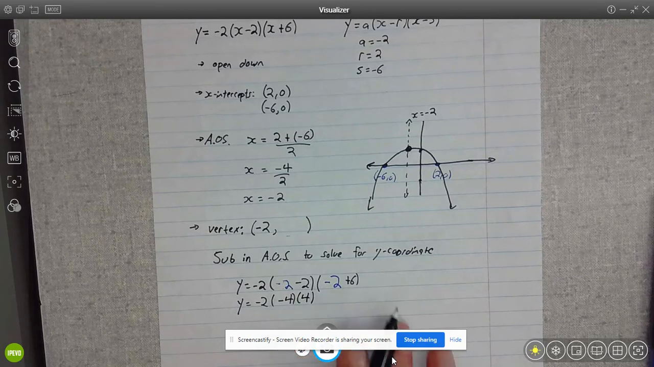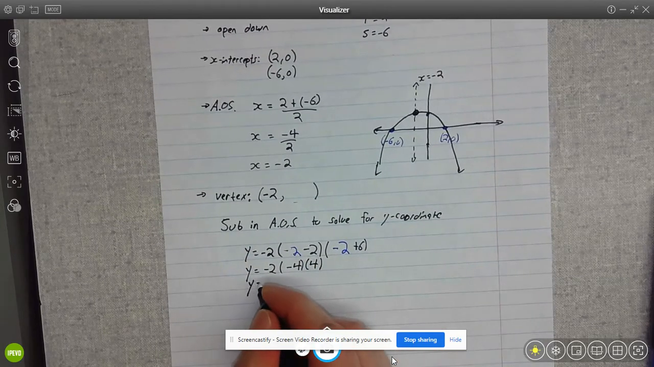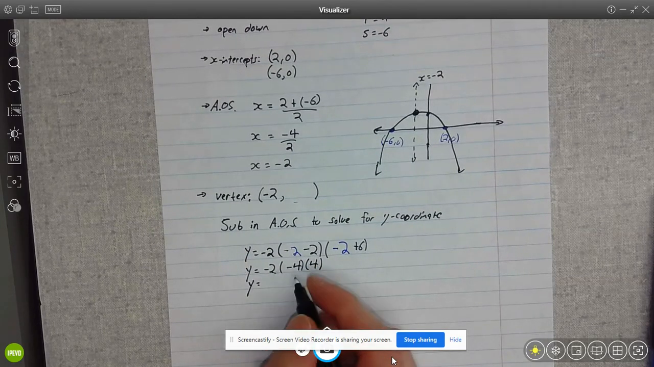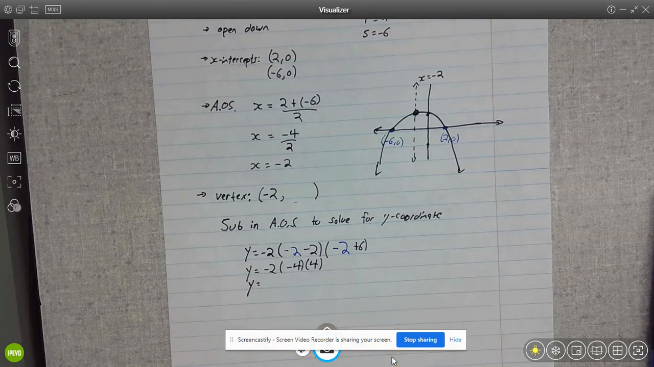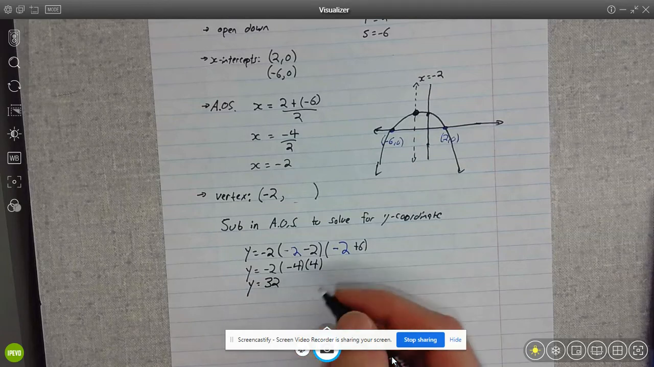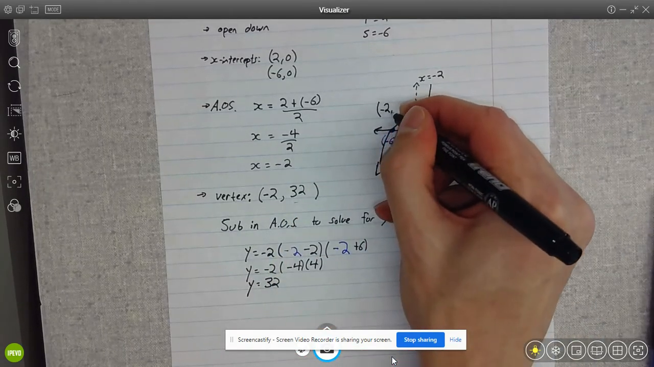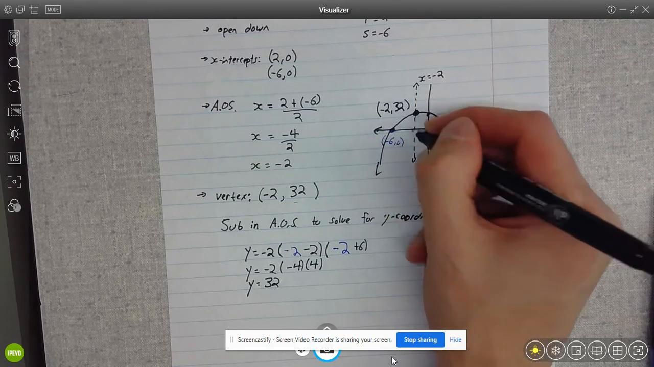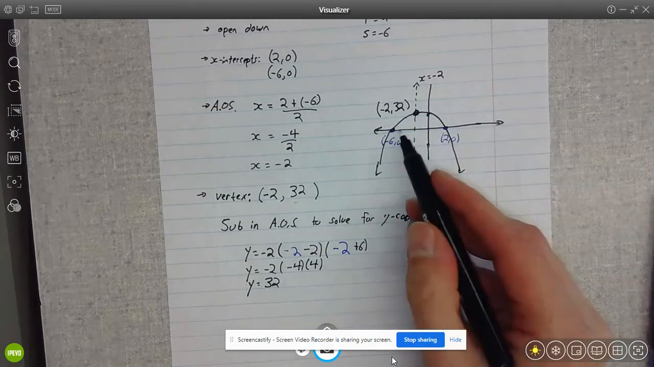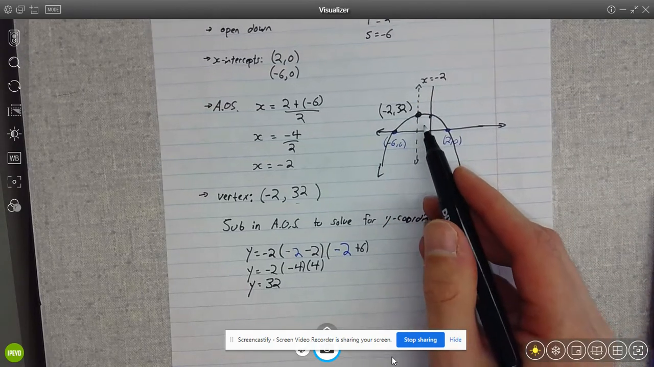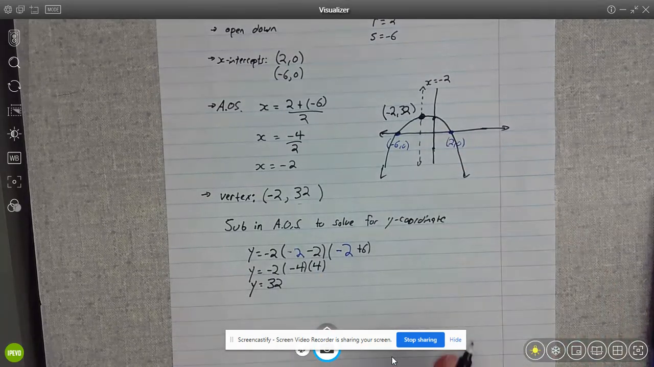Now I'm multiplying three numbers together. -2 times -4 is +8. 8 times 4 is 32. So the y coordinate of my vertex is 32. And my vertex is going to be at this point (-2, 32). So of course my sketch isn't to scale. But now I've found the vertex. So as long as I know the axis of symmetry, I can sub that in to find the vertex.